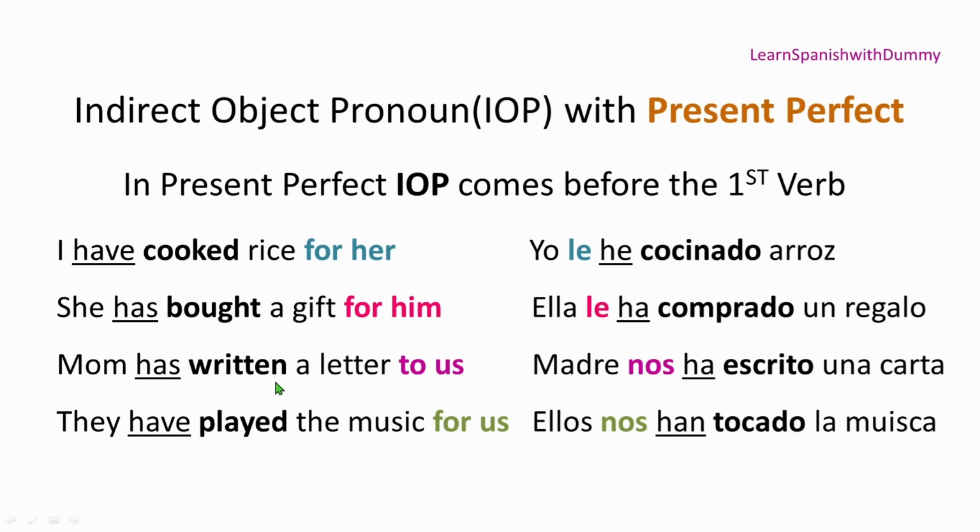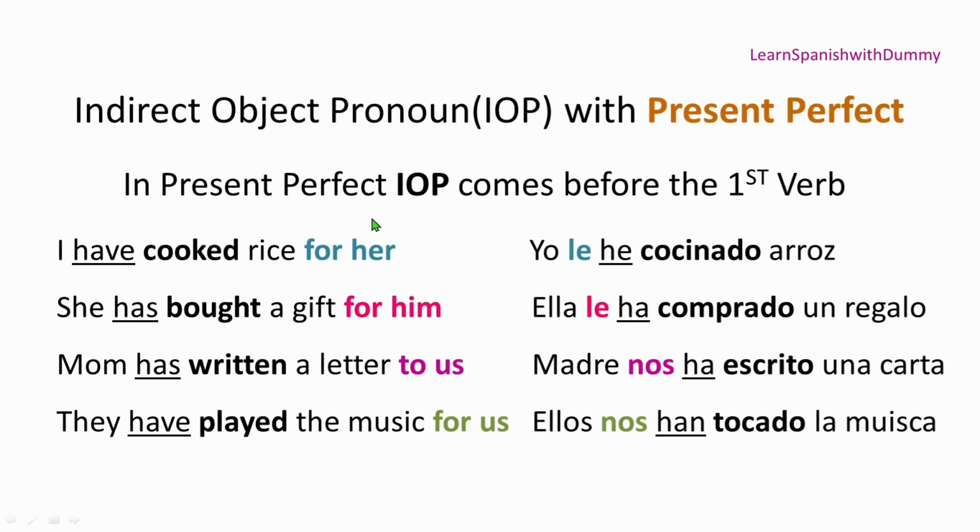Now mom has written a letter to us, so it'll be madre nos ha escrito una carta. Again, nos before the first verb. And finally, they have played the music for us. It'll be ellos nos han tocado la música. It means they for us have played the music. That's the order for the present perfect sentences.